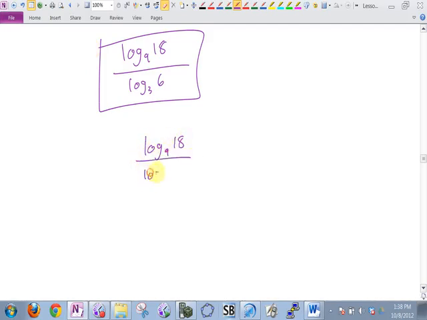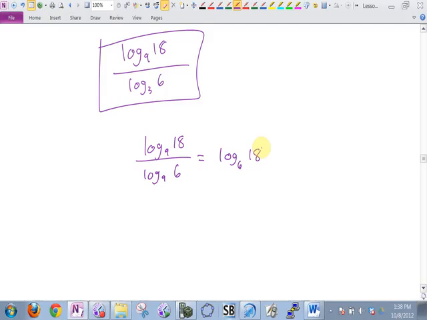Now, what if we had this? What if it was the log base 9 of 18 divided by the log base 9 of 6? Does that simplify? Yes. How does it simplify? That becomes, a lot of you are probably going to be surprised by this, the log base 6 of 18. It's a change of base formula, only backwards. That's the only way it simplifies.